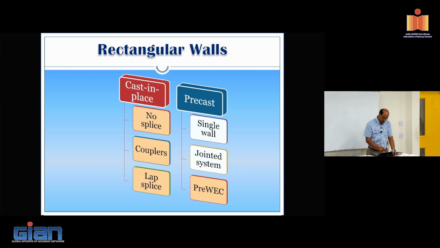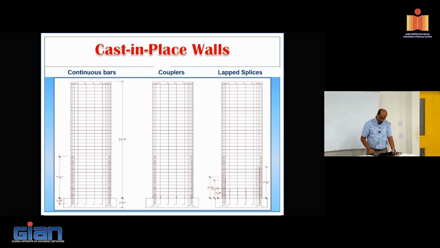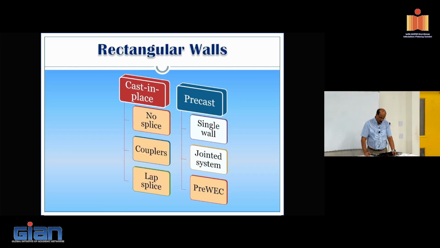If you change the reinforcement detail with no splices versus couplers versus lap splices, it changes the behavior. And then also on the precast side, we looked at single wall, jointed wall, and then I also talked about the PreVec system. Given that PreVec produced quite improved responses, we studied that quite thoroughly. So I'll go through those things so you can understand.